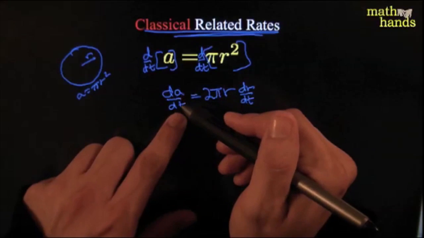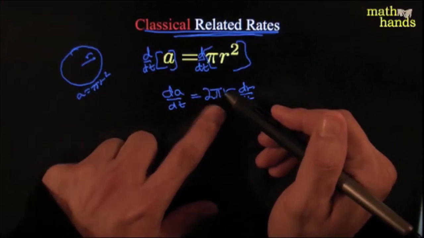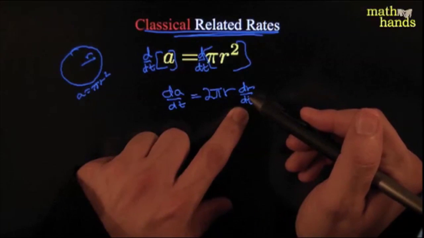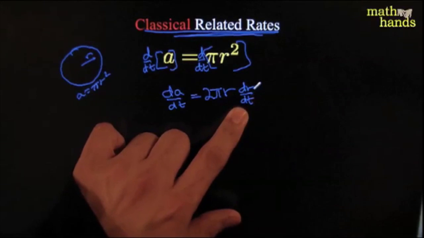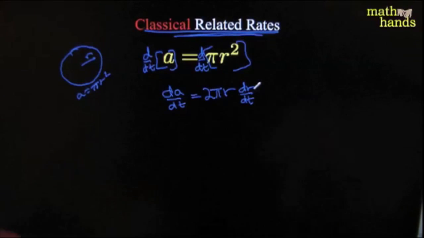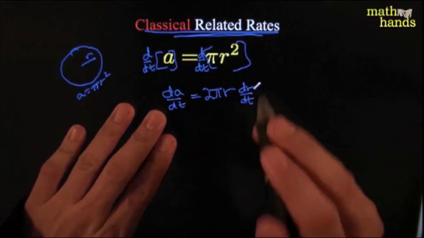How much does area change compared to time? The rate at which the area changes is equal to 2 times pi times r times the rate at which the radius changes. What the hell does that mean? It's tough. I know it's tough. Again, let me say it again.